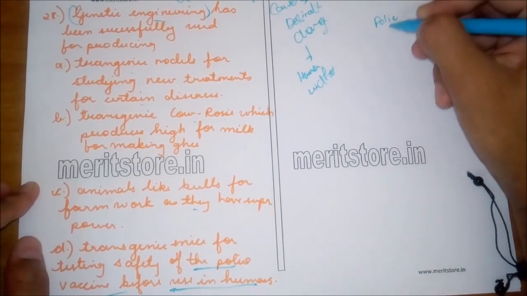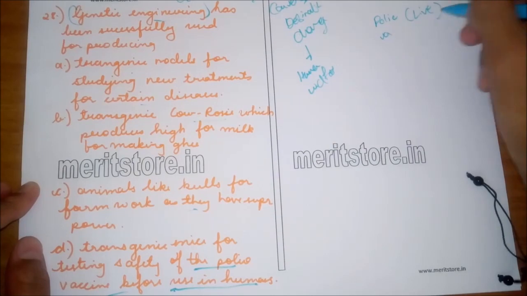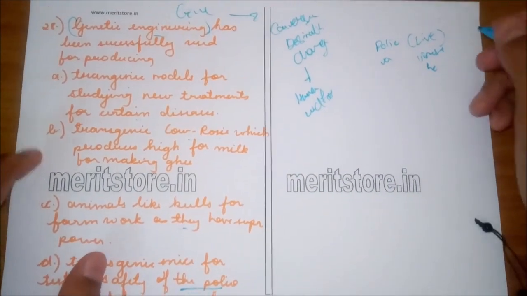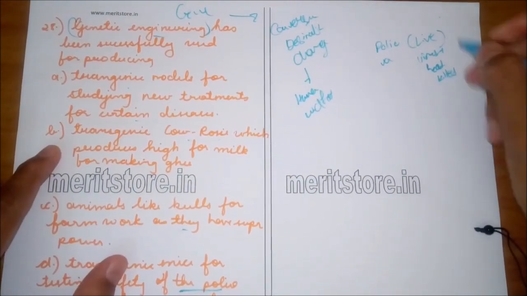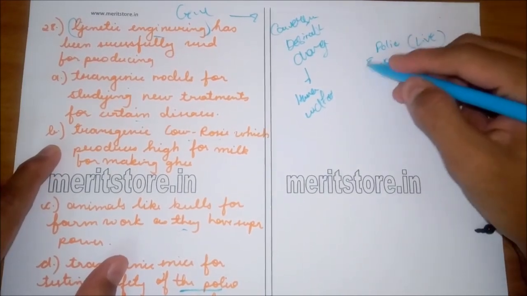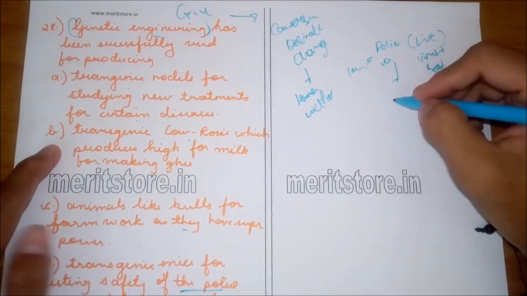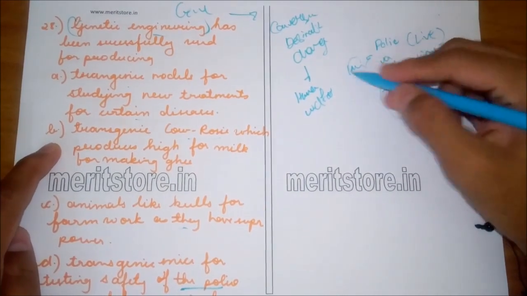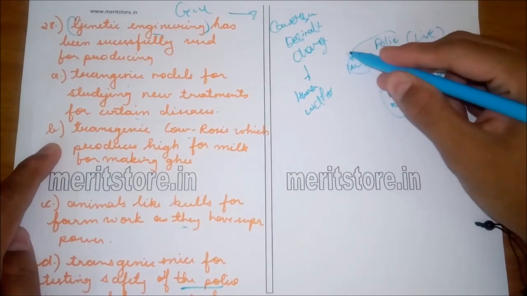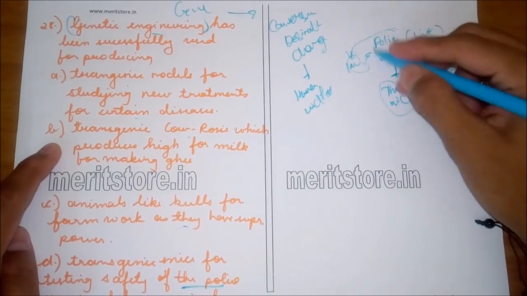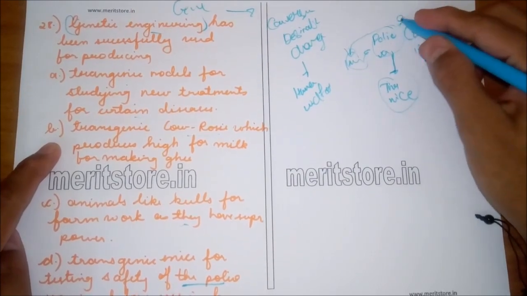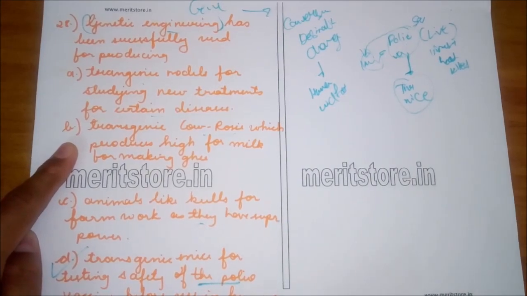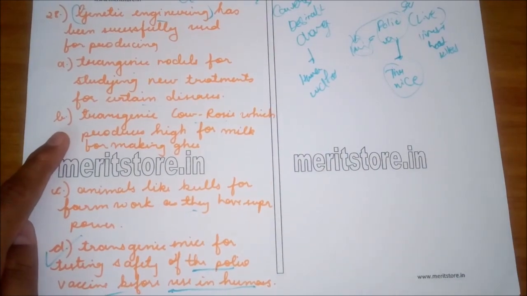So we have the polio vaccine, which is a live attenuated vaccine. Live vaccine means live viruses which have been heat killed. So if we directly use this vaccine in humans, there can be certain adverse effects. So first we treat transgenic mice with it. Transgenic mice are mice which have certain characters of humans as well. So before directly treating the population, we can treat transgenic mice to test the safety of this vaccine. So option D is the correct answer, that transgenic mice are used for testing the safety of the polio vaccine before use in humans.